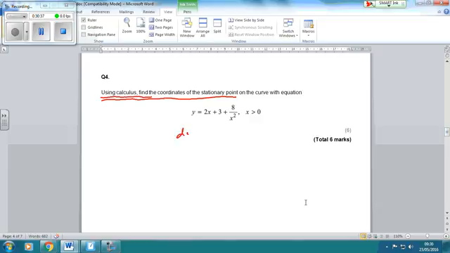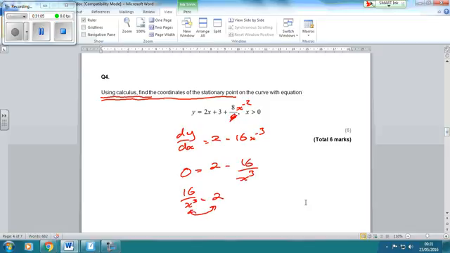So dy by dx equals, if I get that as x to the minus 2, so 2 minus 16 x to the minus 3, and then we set that equal to 0, so 0 equals 2 minus 16 over x cubed. Let's bring this to the other side, so 16 over x cubed equals 2. Do the old switcheroo there, so multiply by x cubed, then divide by 2, and we get 8 equals x cubed, so x equals 2.